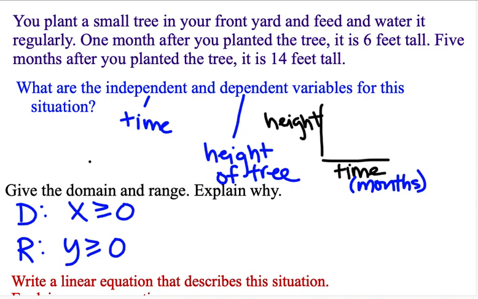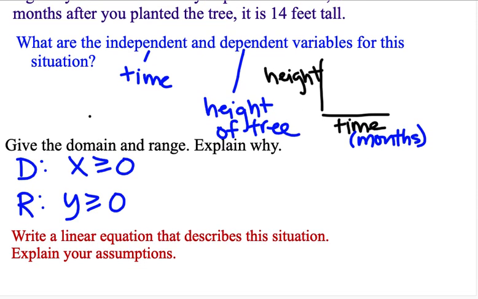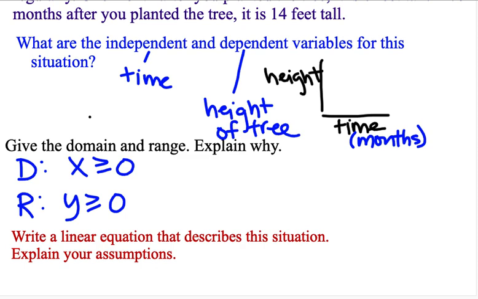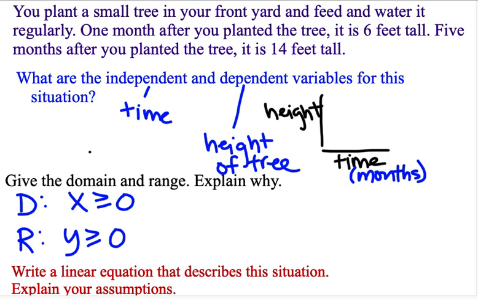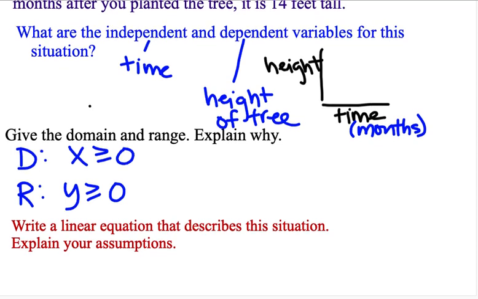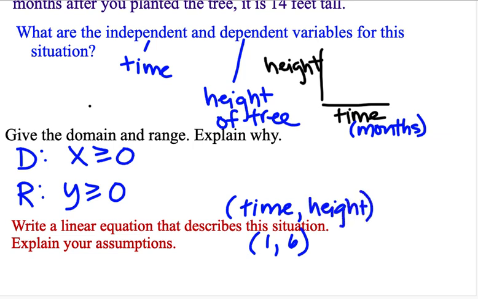All right, next it says, write a linear equation that describes the situation and explain your assumptions. Well, let's think about this. What does it tell me? 1 month after you planted it, it's 6 feet tall. So I think I've got an ordered pair if I'm dealing with time and height. So remember, time is the x value, the independent. Height is the y value, the dependent. So I've got 1 month, 6 feet, and then I've got 5 months, 14 feet.